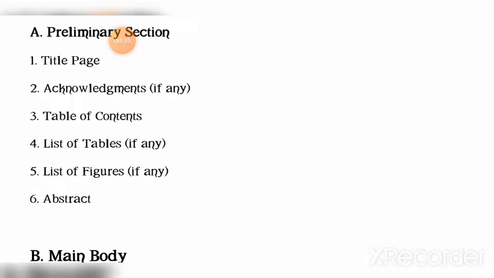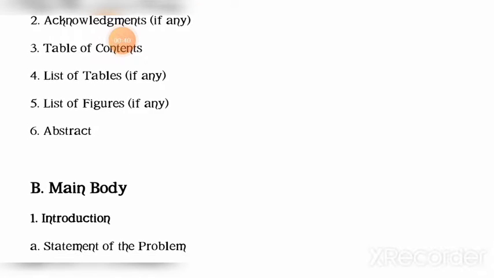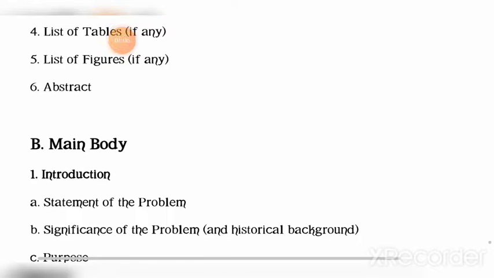Acknowledgements, then table of contents. Table of contents just lists what your report contains. Then list of tables. This list of tables just includes any tables that you have in your document. You list them under that section. And then list of figures. Figures are like when you're reading books, you see there are figures, like representations, maybe graphs, which are called figures. If you have any, you include them under this subsection.